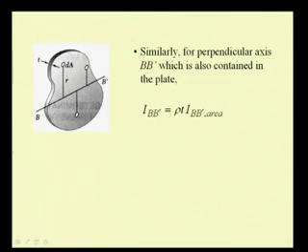Now, let us take another perpendicular axis, say B prime. Again we can derive this and prove that this quantity I B prime, the second moment of this plate with respect to the axis B prime, is equal to rho T, density times the thickness, times I B prime area, that means the second moment of this area with respect to the axis B prime.